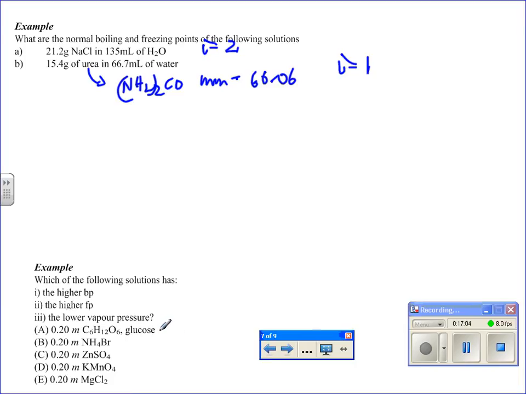Okay, glucose is going to have an i value of 1 because it's molecular. The next three are all going to have i values of 2 because they've got 2 ions in them. Knowing your polyatomic ions is critical for this. And the last one is going to have an i value of 3.